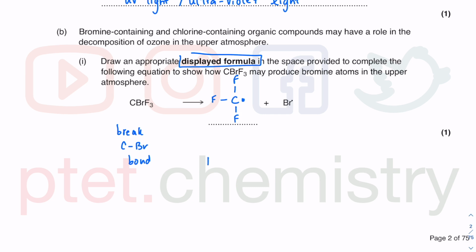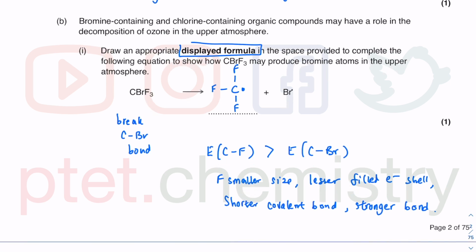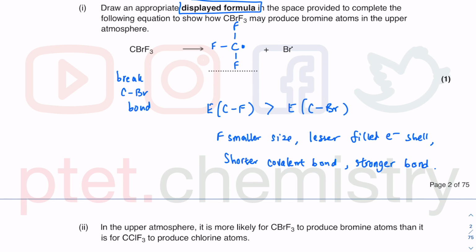I have a radical. That is because the energy of the C–F bond is stronger than the energy required to break the C–Br bond, because fluorine is a smaller atom, smaller size, with fewer filled electron shells, and therefore you can talk about a shorter covalent bond. That means the localized shared pair of electrons in the covalent bond is closer to the two nuclei, therefore more attracted. Therefore, we talk about a stronger covalent bond, therefore requiring more energy to break. Therefore, you will break the weaker covalent bond to do the free radical substitution there.